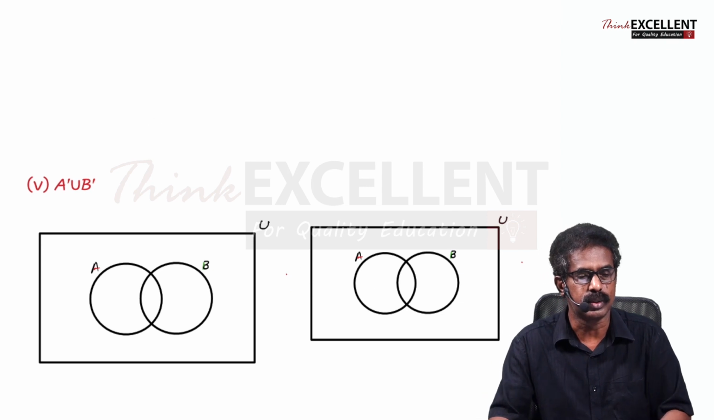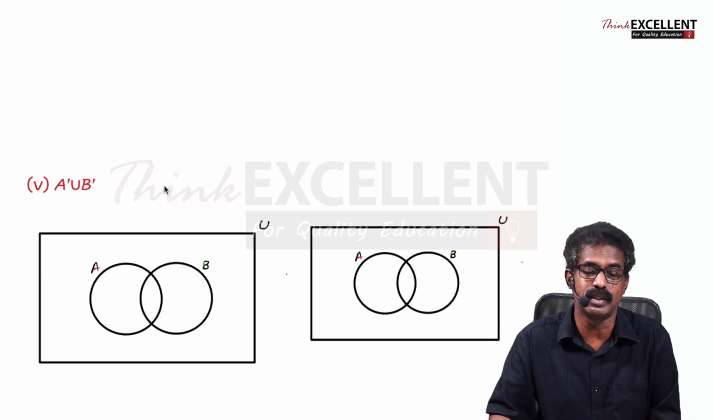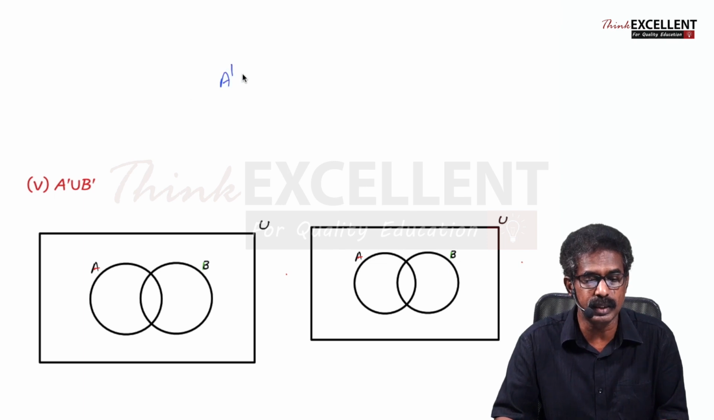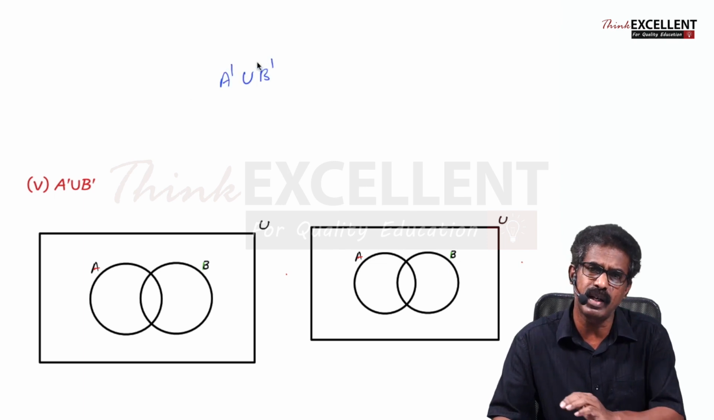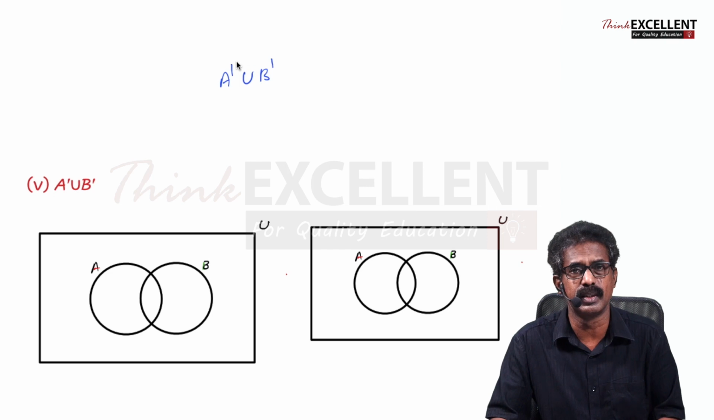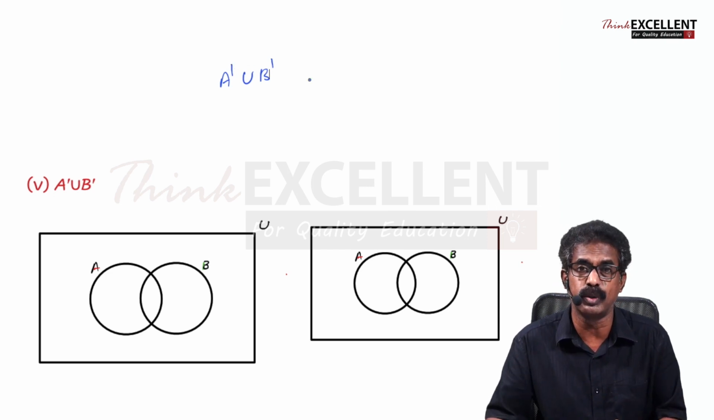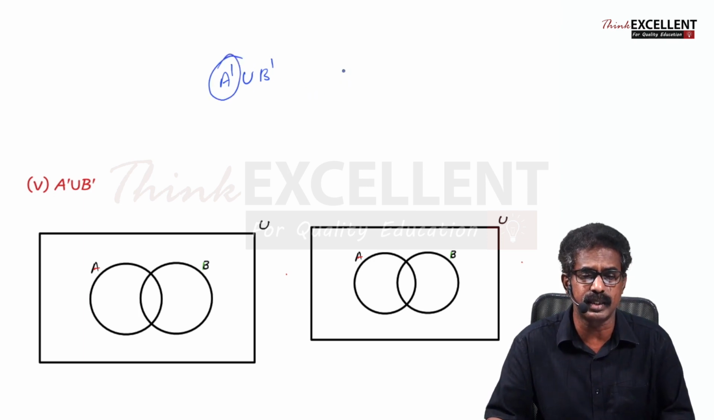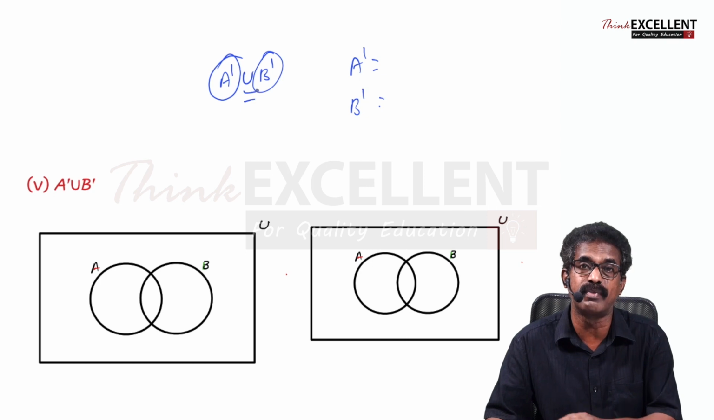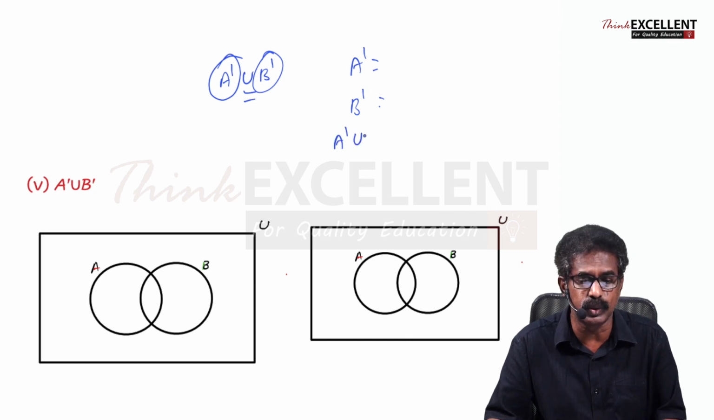Now look at this question. Let us do this very carefully: A dash union B dash. We want A dash union B dash. Even for roster form sums, they give some sets in roster form. Then again, if you want to find A dash union B dash, you can't find it in a single step. You actually need 3 steps. First, you find only this A dash. Then you find only this B dash. Then you find the union of those two, that is, A dash union B dash.